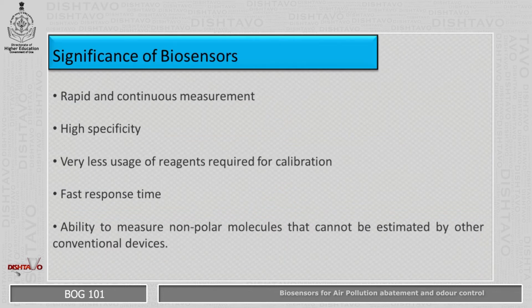Coming to the significance of biosensors, biosensors have rapid and continuous measurement rate. Then it has a high specificity rate. They make use of very little reagent, which is required for the calibration. It has fast response time and the ability to measure non-polar molecules, which can be estimated by other conventional devices.